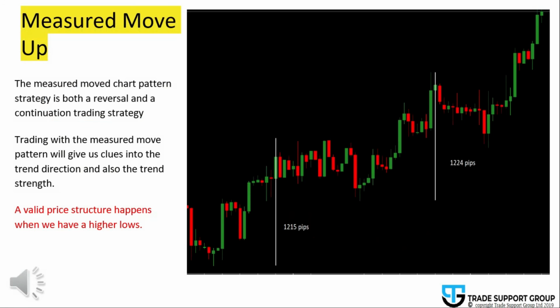The measured move pattern is an old school chart pattern. It states that the market has the tendency to move in a similar price structure to how it moved recently. Not just the price distance should be the same, but also the time needed to reproduce the same move should be almost the same. You can see that on this chart we have a bullish trend. From one section's low to its high is approximately 1,215 pips. Then we have a correction. The next low to the next high is approximately 1,224 pips, nearly identical movements.